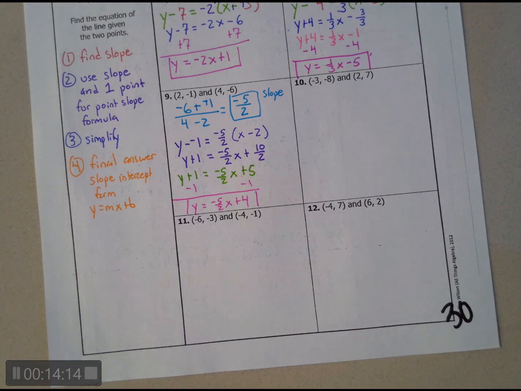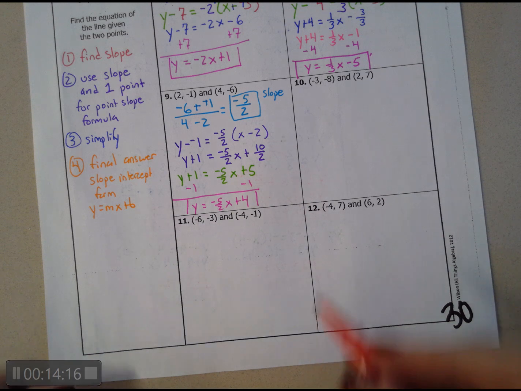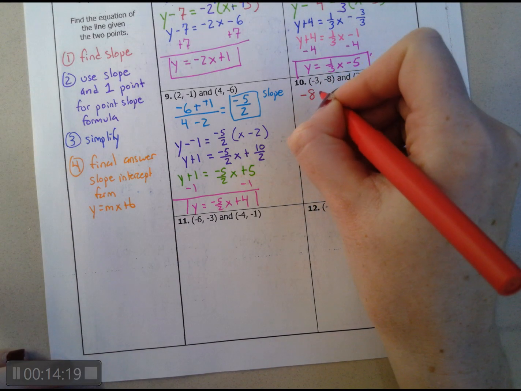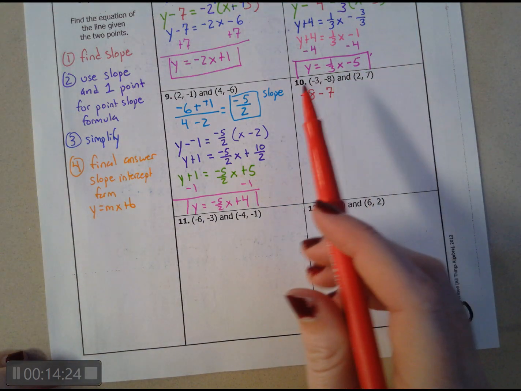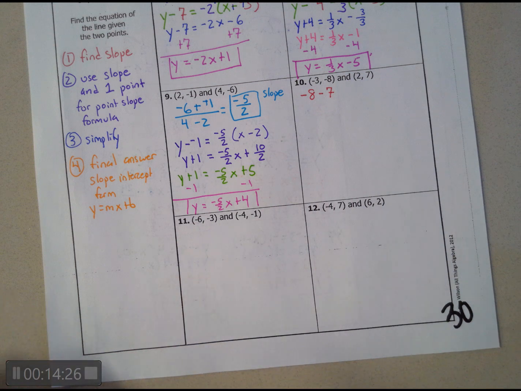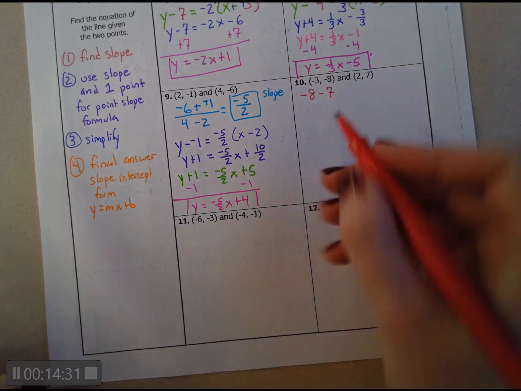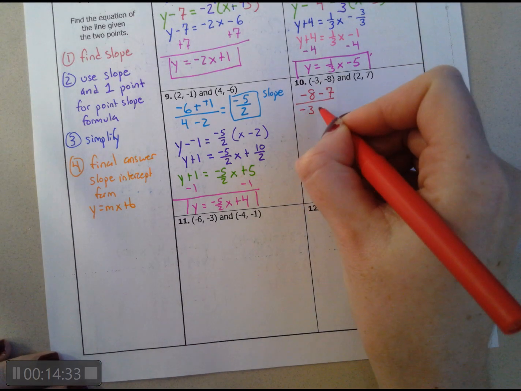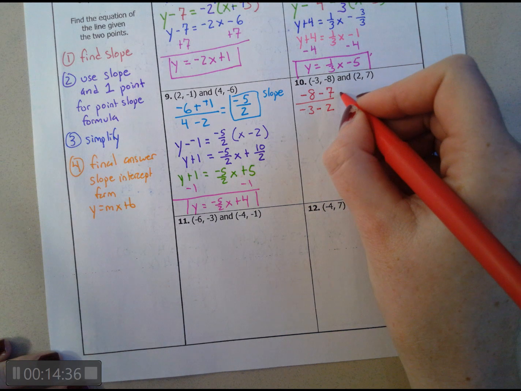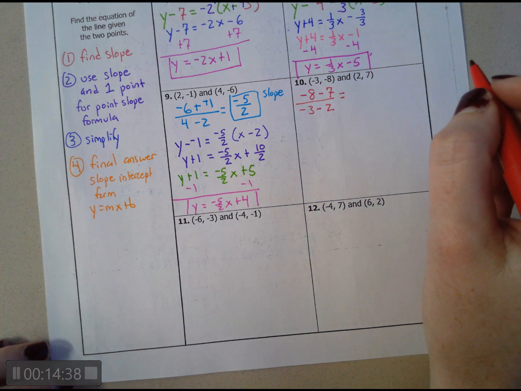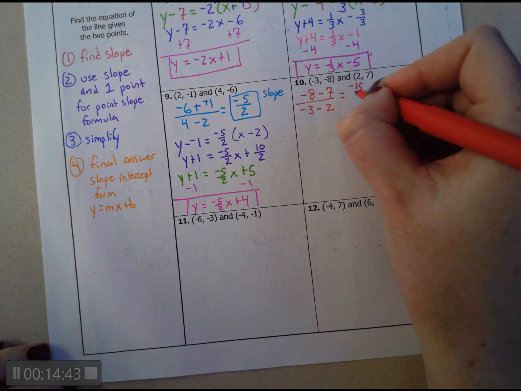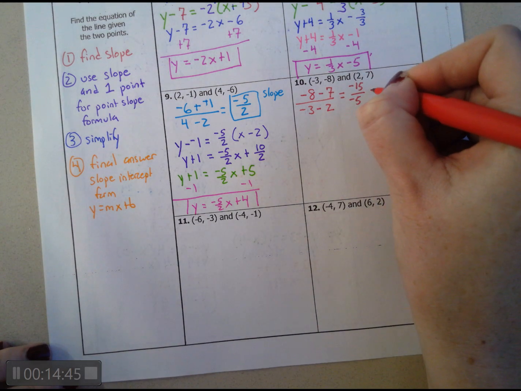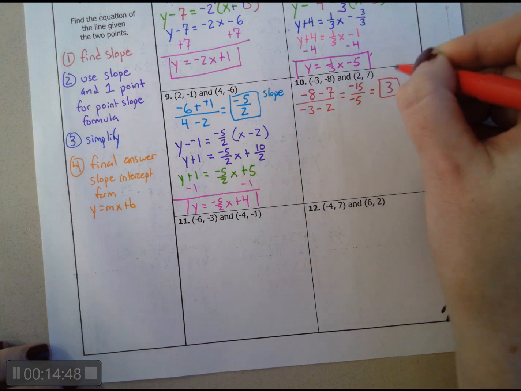Next one, we have negative 8 minus 7, and I'm just flip-flopping which points I use as my first point and my second point, just to show you guys that it does not matter which one you start with, okay? So don't get too confused because again, it does not matter. Negative 8 minus 7 will give me a negative 15 over negative 5, which is going to give me a positive 3 as my slope.